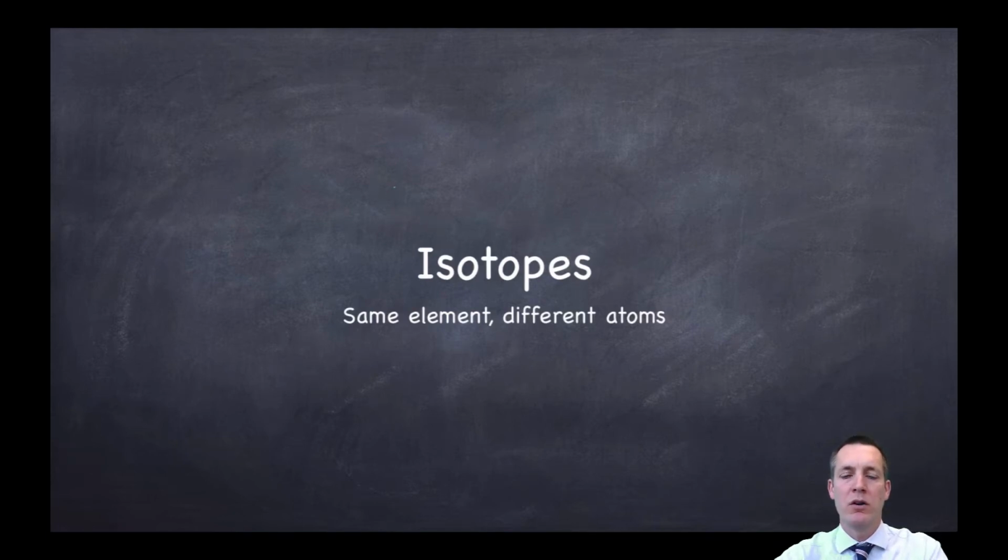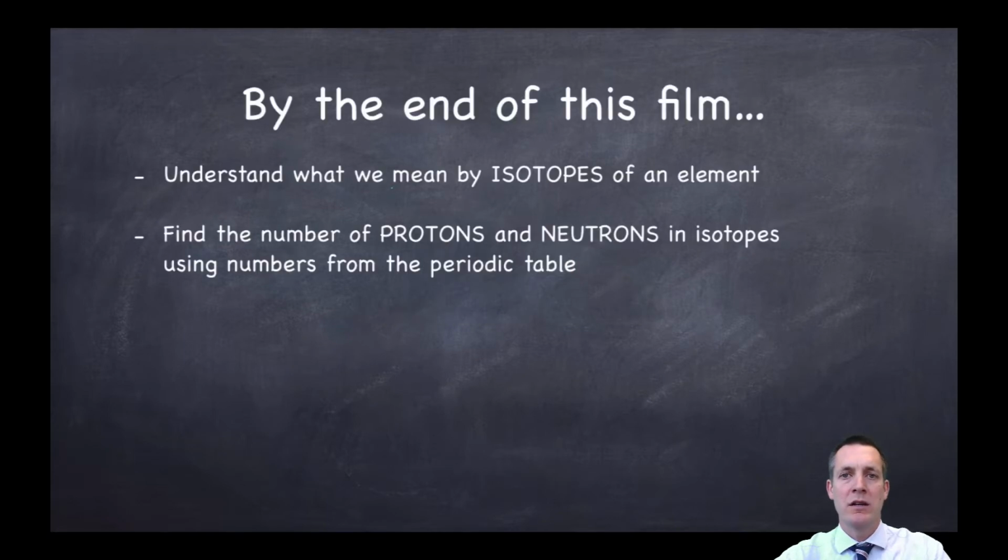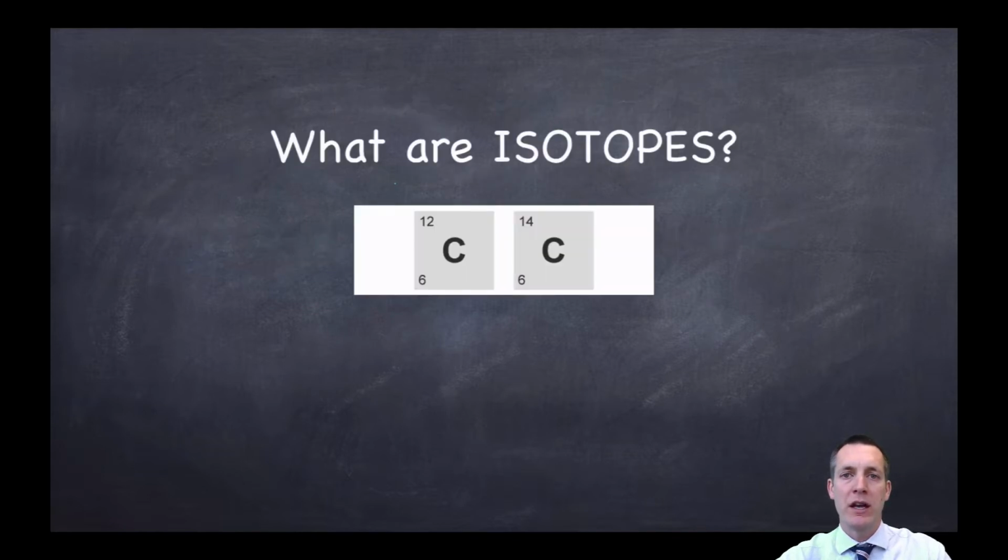Now, we've been learning quite a lot about subatomic particles lately, and that information is going to come in useful here because we're not only going to try and learn about what isotopes are in this film, we're also going to try and use numbers from the periodic table in much the same way we have done before to try and figure out how many protons and neutrons and maybe even electrons there are in some isotopes. So let's start off by having a look at a couple of isotopes.